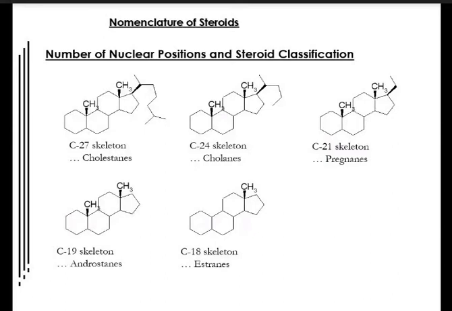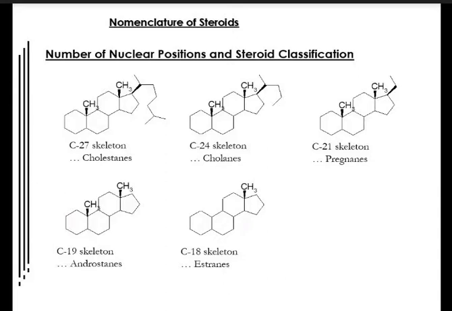See here, this is a 27 carbon skeleton. The one in the upper left corner is the 27 skeleton, and chemically it is called cholestane. If it becomes 24 carbon atoms, it becomes cholane. Now, what is the difference between cholestane and cholane?